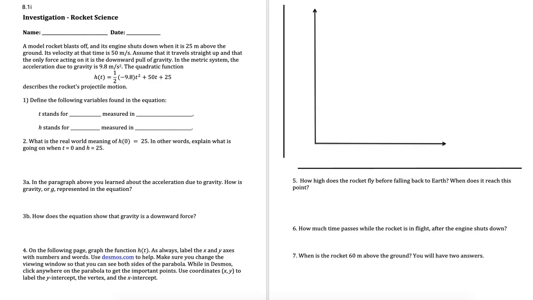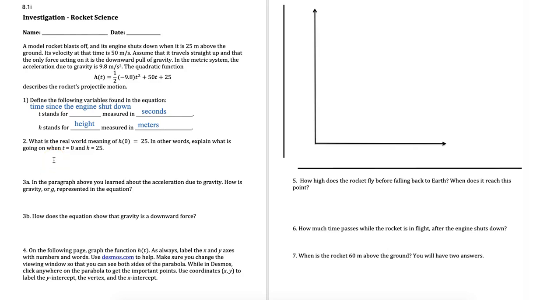All right, on number 1, we're going to define the following variables found in the equation. T stands for time, but in this particular problem, the time is a little bit complicated. This function is only relevant for after the engines have shut down. The t is the time since the engines shut down, and it's measured in seconds. H stands for height, measured in meters.